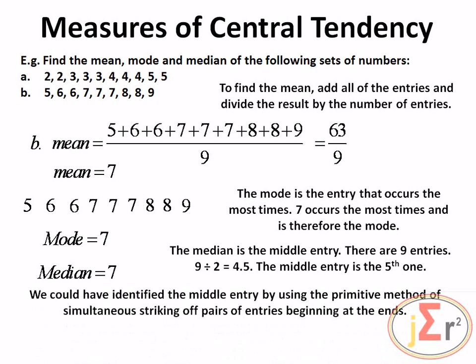We could have identified the middle entry by using the primitive method of simultaneously striking off pairs of entries beginning at the ends. So if we take off those 2, then take off the 2 that remain at the end, take off the 2 that remain at the end all the time. The one that is left is the one that is going to be in the middle. That is our middle entry and will therefore be our median. 7 is left and is therefore the median.